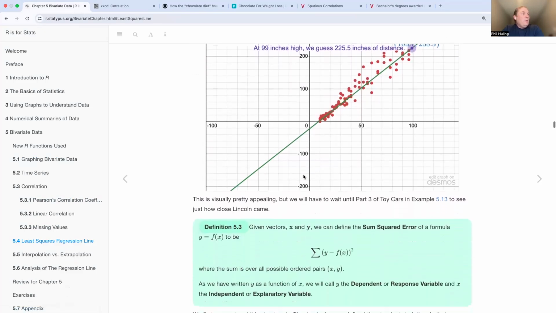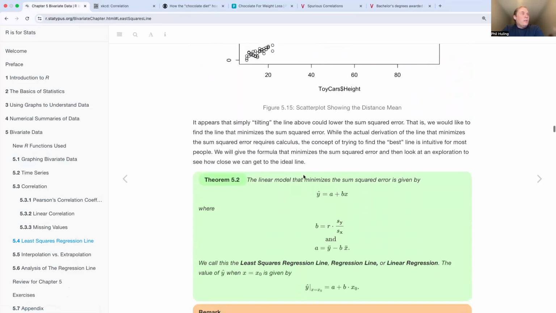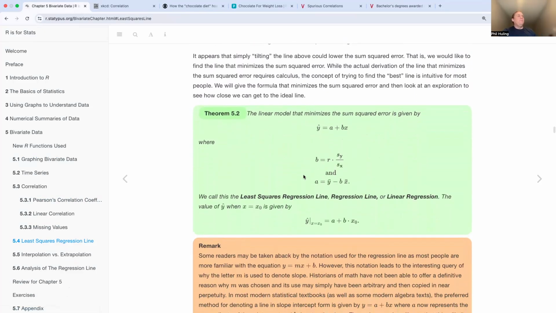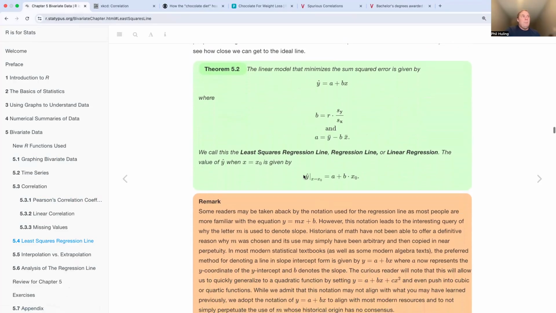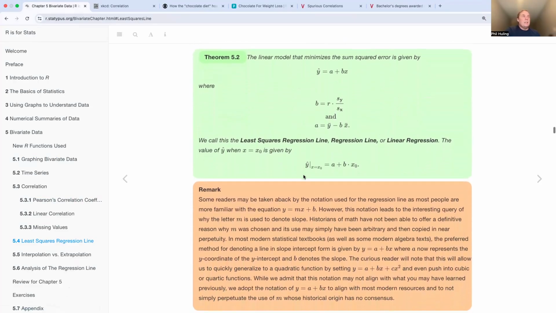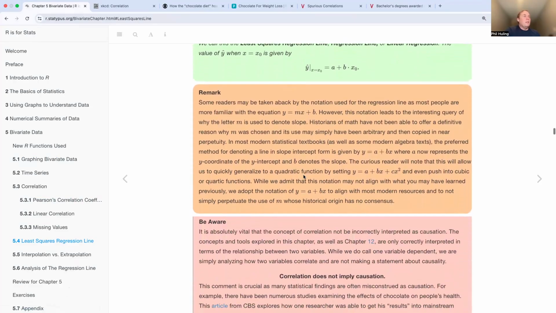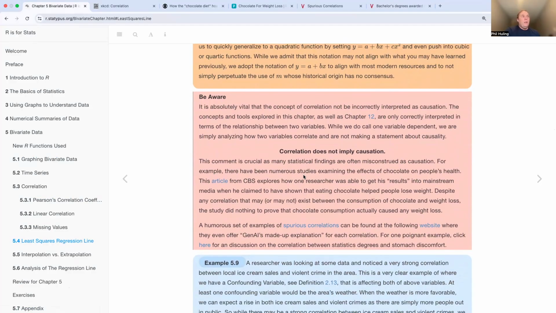We eventually developed what we call the least squares regression line. We saw this formula here, and some people are taken aback by the variables or the constants shown here, which is mentioned in the remark. But just to be very clear, correlation does not imply causation. There are a myriad of examples of variables that are correlated but do not have any causation between them.